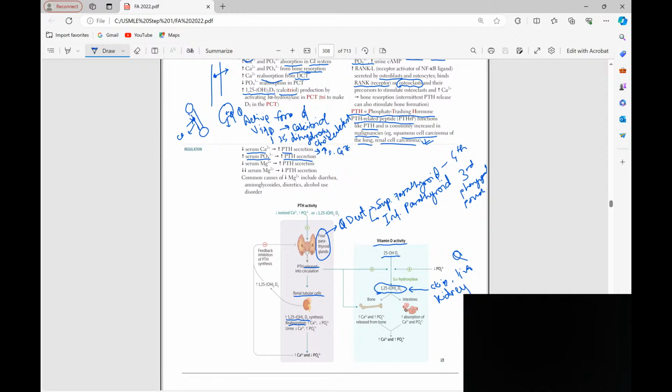After it gets activated in the kidney, it will act on bone and intestine. We know bone resorption and intestinal absorption, and ultimately the major activity is increased calcium. Here it is increased calcium and decreased phosphate. The difference between parathormone and vitamin D: though they both involve activating 1,25 dihydroxycholecalciferol, they have a slight variation of secretion or slight variation of function related to parathyroid.